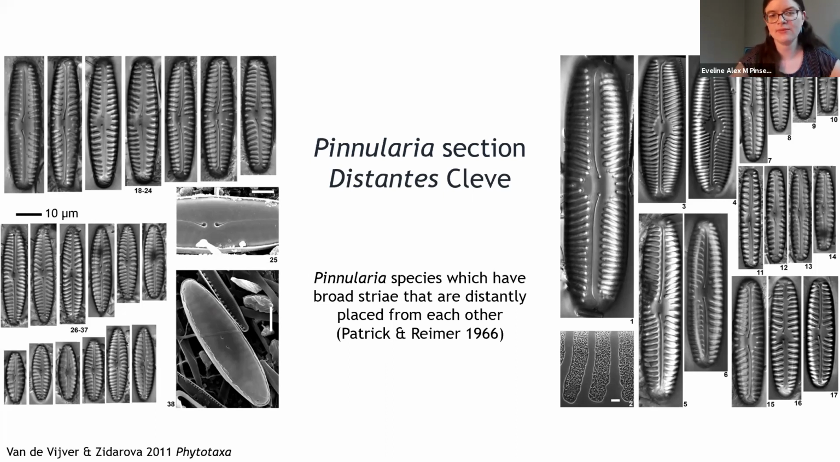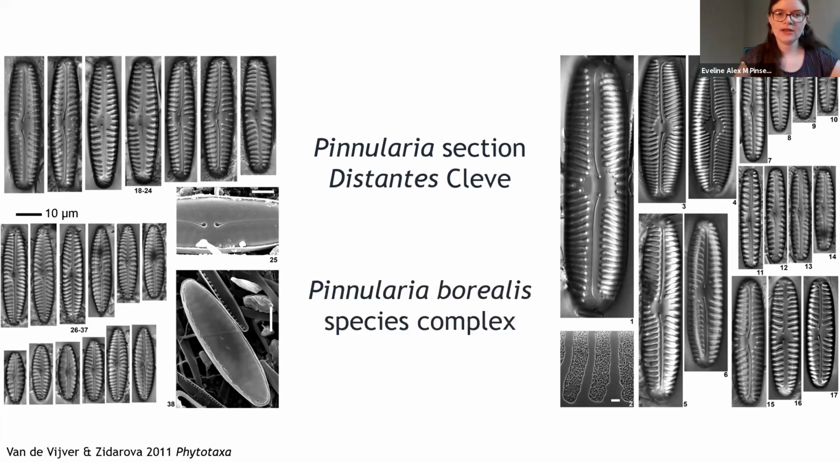And this was already recognized by Cleve, who described all of these together in Pinnularia section Distantes. And in the remainder of the presentation, I'm going to be referring to Distantes as the Pinnularia borealis species complex, because this is really, on a phylogenetic level, one and the same thing. And I will show you that later.